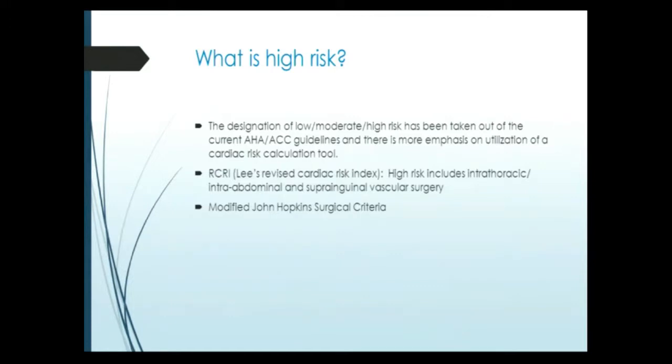So when you go to Lee's Revised Cardiac Risk Index, high risk surgery in their definition includes intrathoracic, intra-abdominal, and suprainguinal vascular surgery. So for the purposes here, we're just going to think of high risk surgery as those. If you want to look into some very specific definitions of high, low, and moderate risk surgery based on what you should include and not include, the modified Johns Hopkins surgical criteria is fascinating, but it is a topic in and of itself.